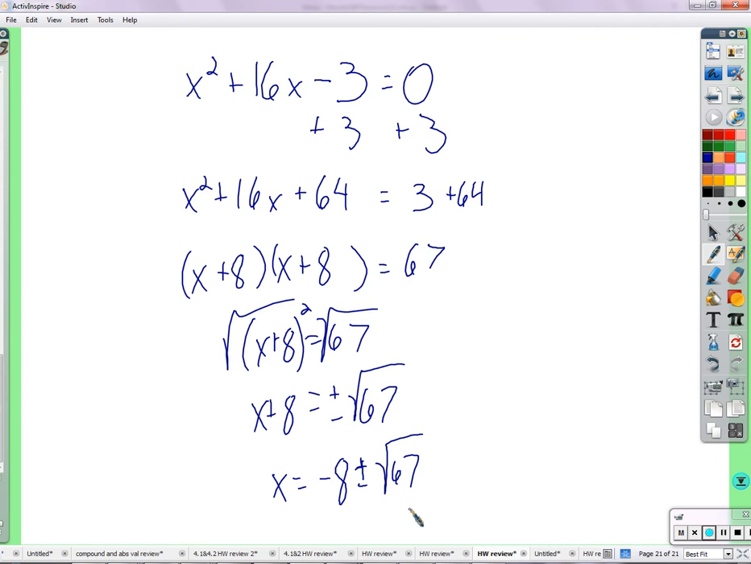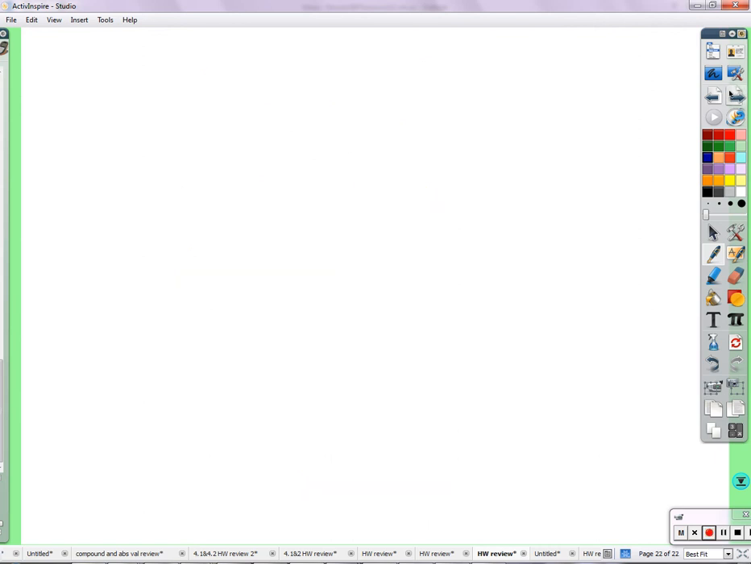Negative 8 plus something that's almost 8, because the square root of 64 is 8. So just barely positive. And then you have something that's close to negative 16. It's negative 8 minus something that is almost 8. That's completing the square.